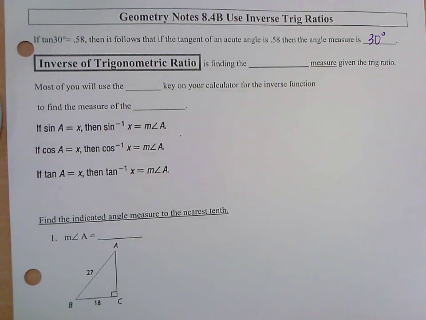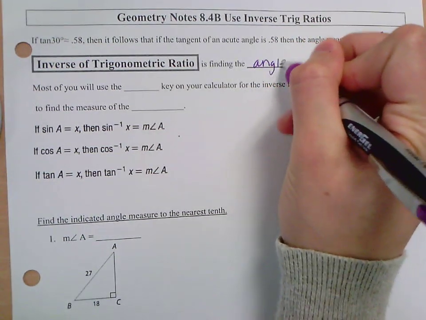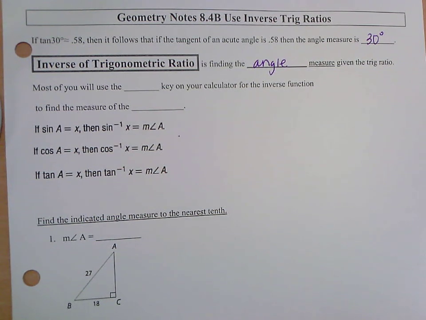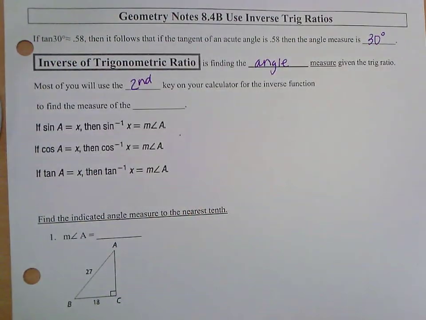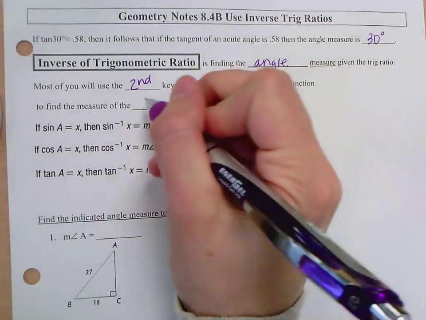So we're kind of working backwards. Yesterday we were finding the ratio. Today we're given the ratio, and we're finding the angle. So it's the reverse or the inverse process, just like addition and subtraction are inverses. This is the inverse for trig. So inverse trig ratio is finding the angle measure given the trig ratio. Most of you on your calculators will use the second key or the shift key, I know it says shift on some of your calculators, to find the measure of the angle.